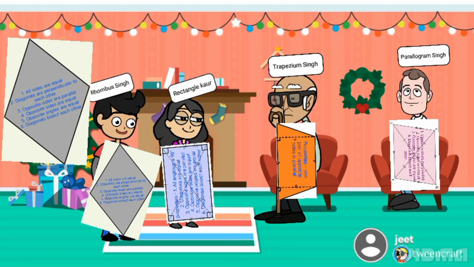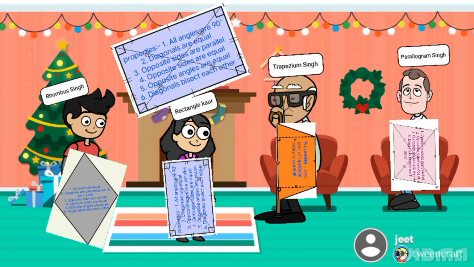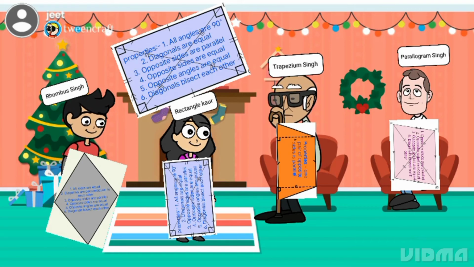First two properties are my own properties, that is, all sides are equal, diagonals are perpendicular to each other. Next four properties I got from my father-in-law, that is, opposite sides are parallel, opposite sides are equal, opposite angles are equal, diagonal bisect each other. I have also total 6 properties. First 2 properties are my own properties, that is, all angles are 90 degree, diagonals are equal. Next 4 properties I got from my father, that is, opposite sides are parallel, opposite sides are equal, opposite angles are equal, diagonal bisect each other.